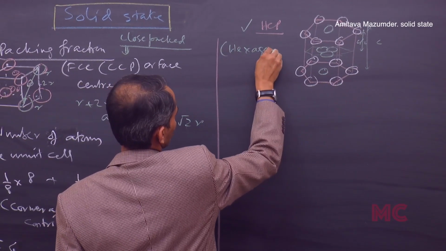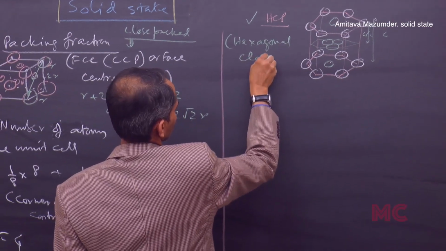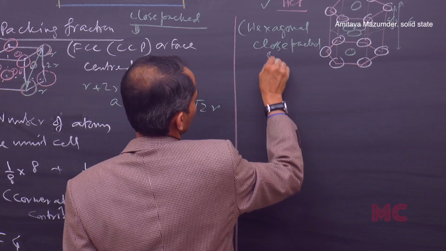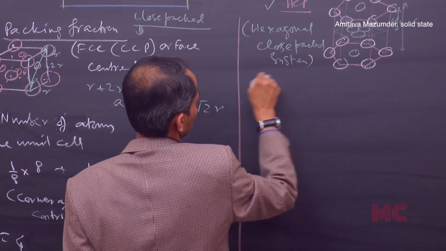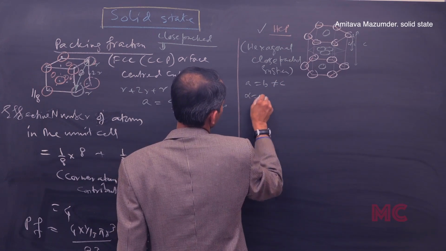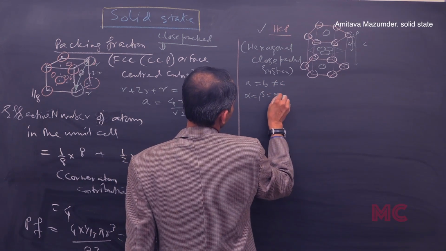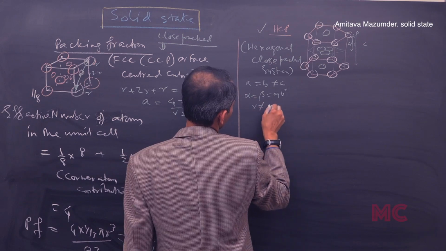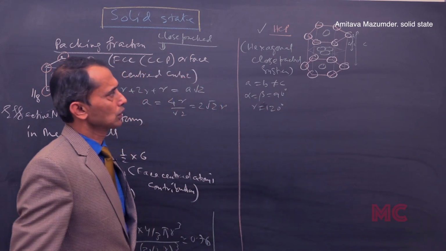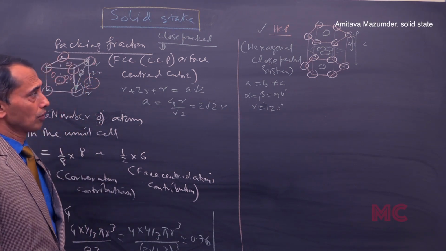By the name you understand it's a close pack system, where we know that a equals b, not equal to c, and also alpha equals beta equals 90 degrees, and gamma is basically 120 degrees. Over here you can look at the x, y, z axes if you take. Now we have to calculate the packing fraction.